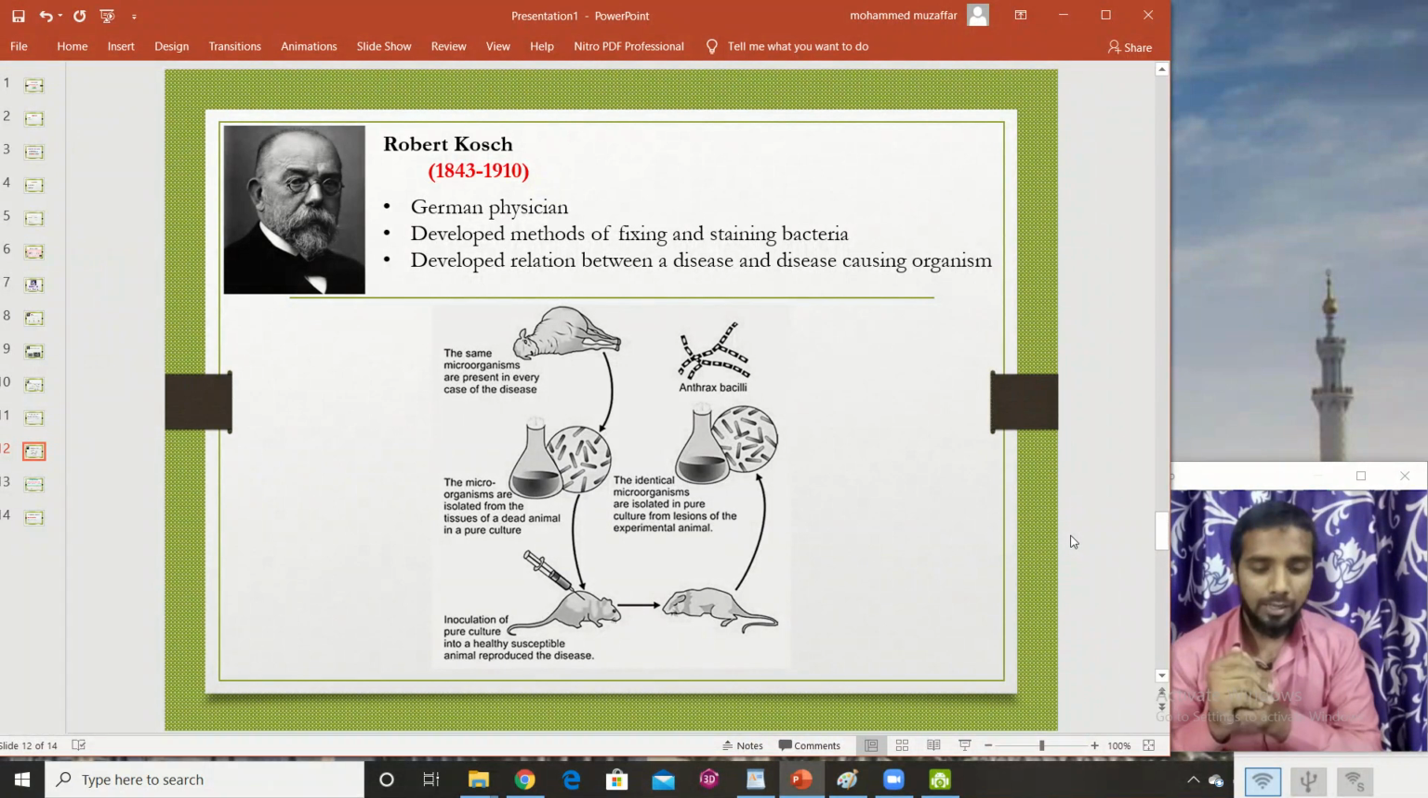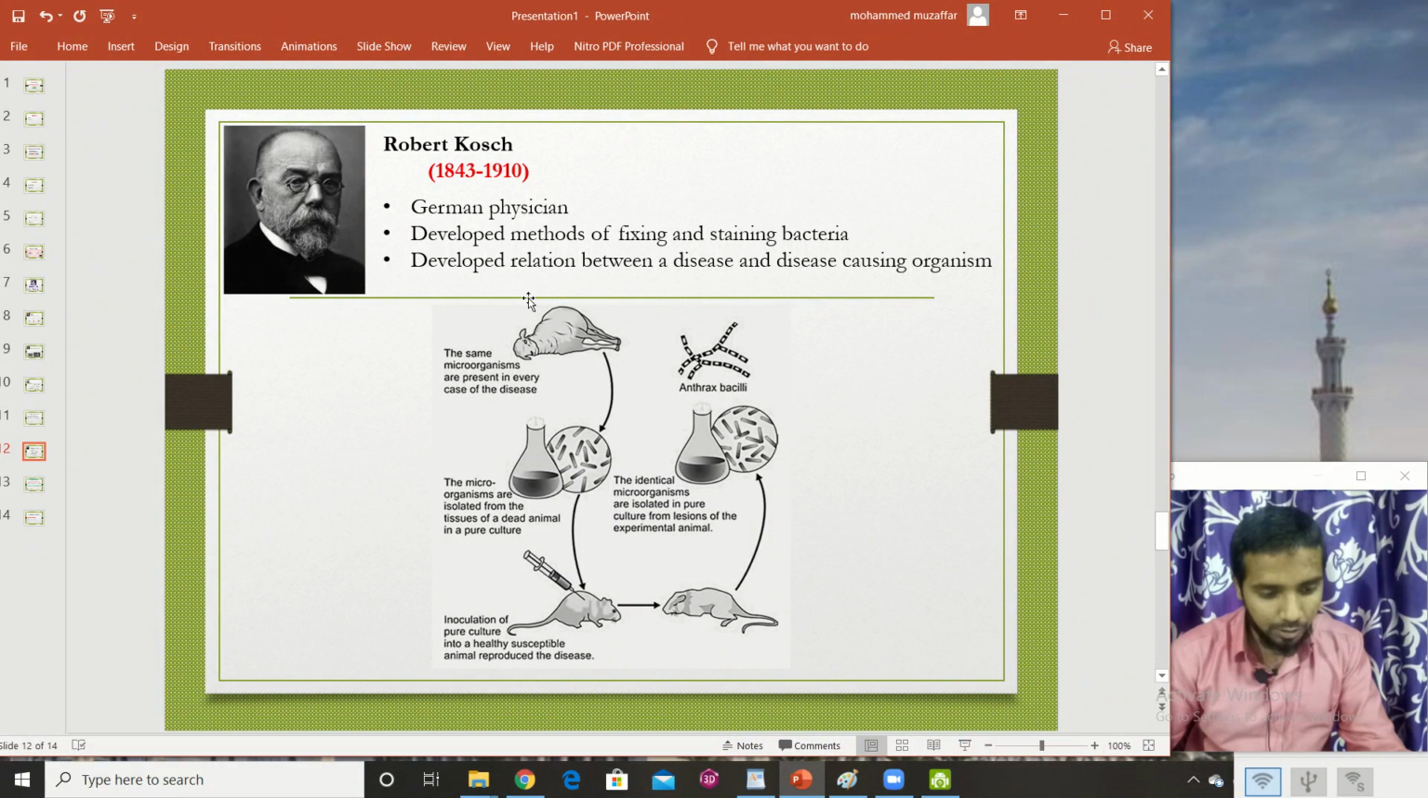In his experiment, he has first taken a cattle. Okay, you can see the image here. He first took the cattle which is infected with anthrax. Anthrax is caused by Bacillus anthracis microorganism. So he has taken the blood sample of the cattle, and he was able to observe microorganisms in them, that is Bacillus anthracis. He isolated it, cultured it, and that cultured microorganism, or Bacillus anthracis, he injected into the mice.